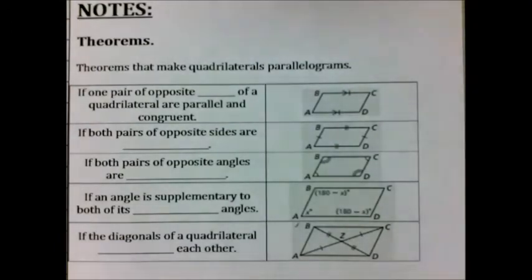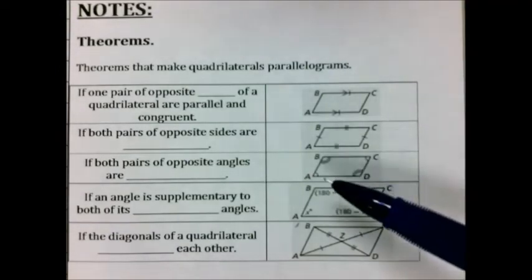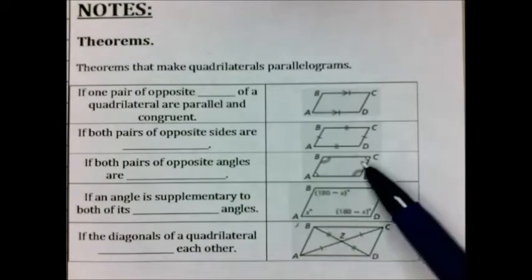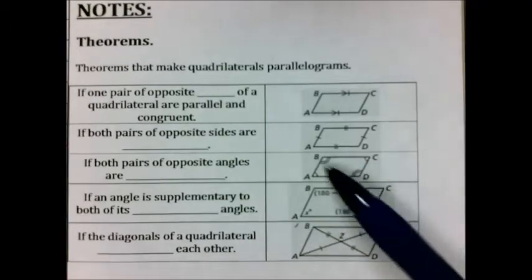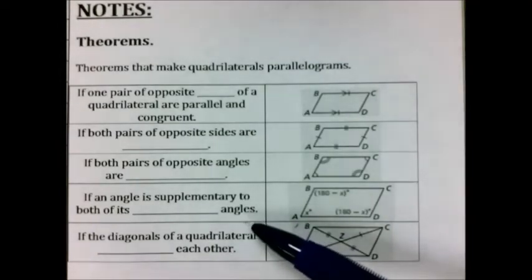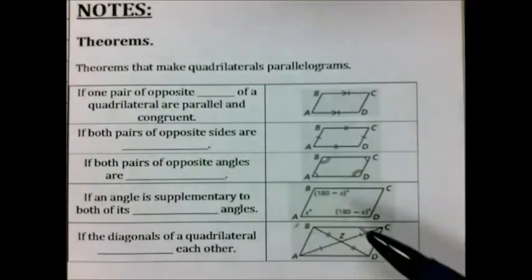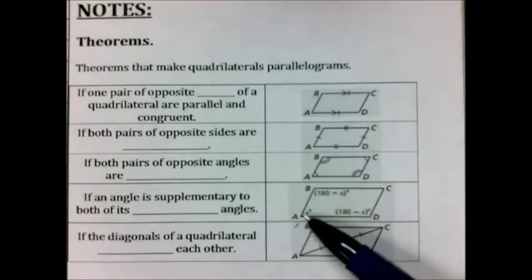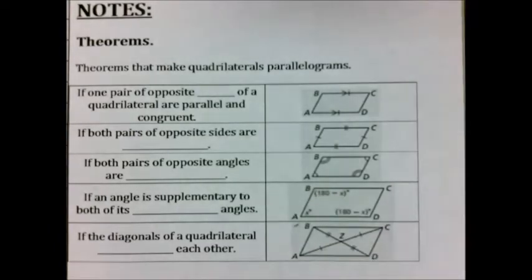You might be a parallelogram if both pairs of opposite angles are congruent. So if both of these angles opposite each other are congruent, then it might be a parallelogram. You might be a parallelogram if an angle is supplementary to both of its consecutive angles. So if you have this angle right here and both consecutive angles are supplementary, meaning they add up to 180 degrees, then it's going to be a parallelogram.